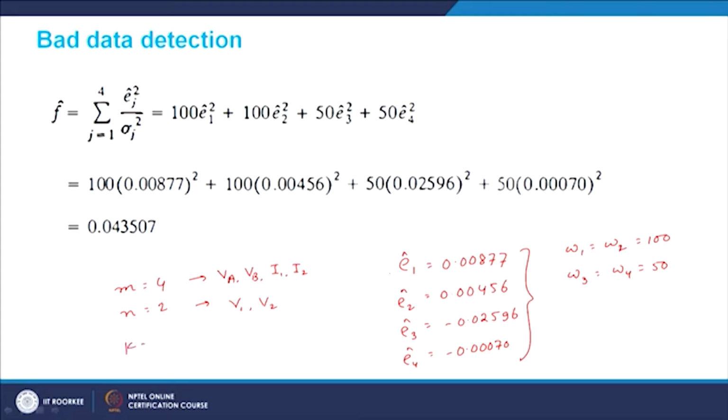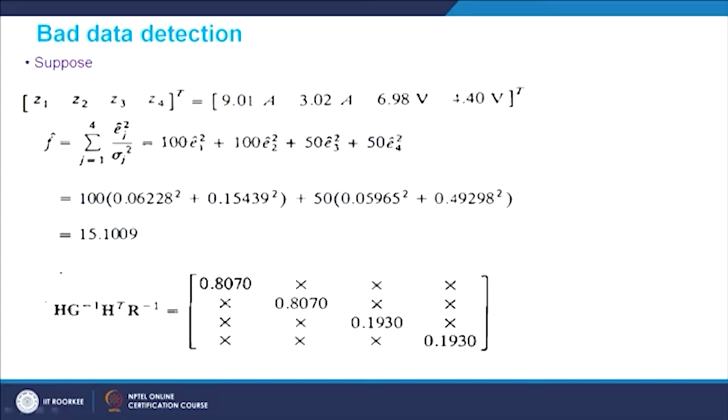So, then therefore, K is equal to 4 minus 2, that is 2, and we have taken, let us say, alpha is equal to 0.01, and corresponding to this C K alpha is 9.21. Now, we can see that the calculated value of f hat is much less than this threshold value 9.21. So, we say that no bad data is detected. Now, this was the case when our last measurement value was 5.01 volt. So, this is for VB.